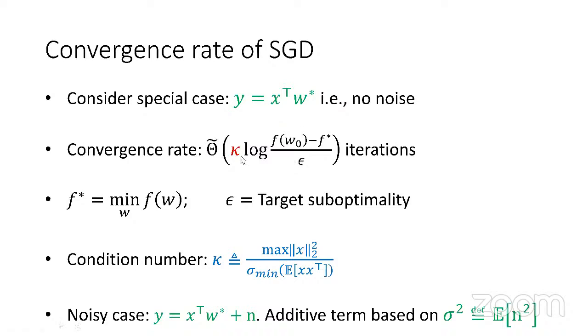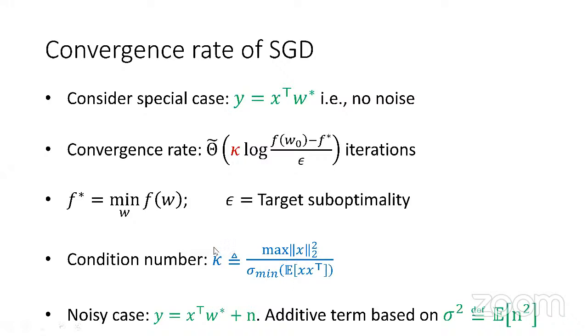Using similar arguments as in the gradient descent convergence rate, we can argue that the convergence rate is again linear in the condition number. It is actually slightly different, but the denominator is exactly the same, which is the smallest singular value. The numerator we can replace with the maximum norm of x square. So this is the notion of condition number.